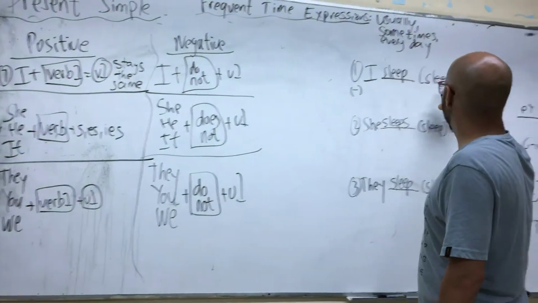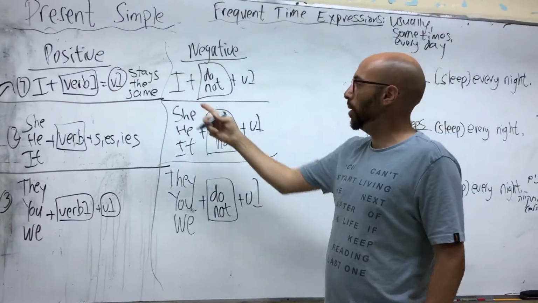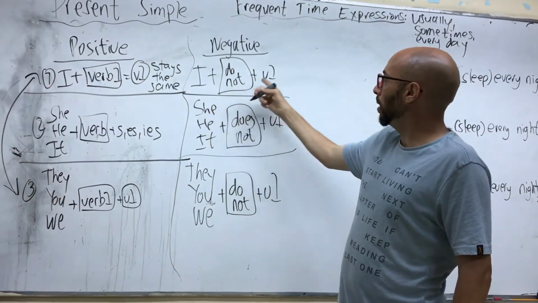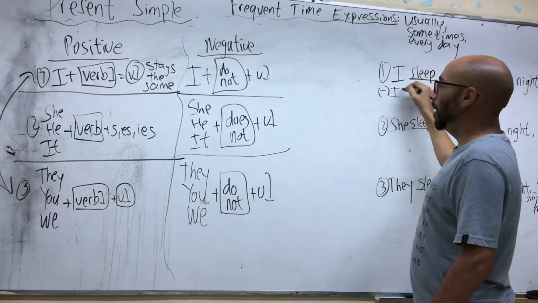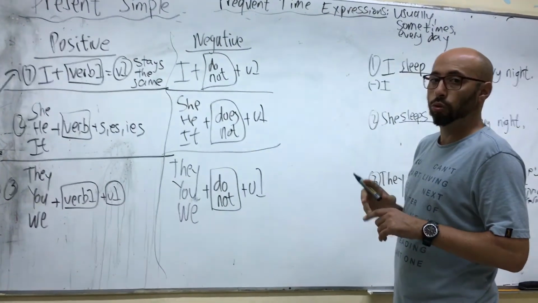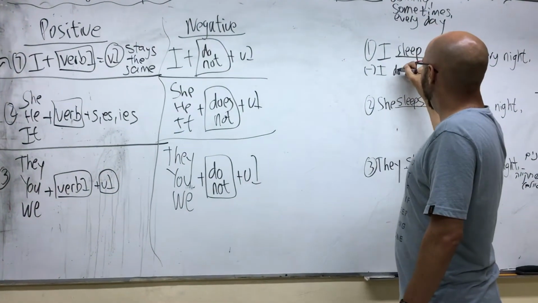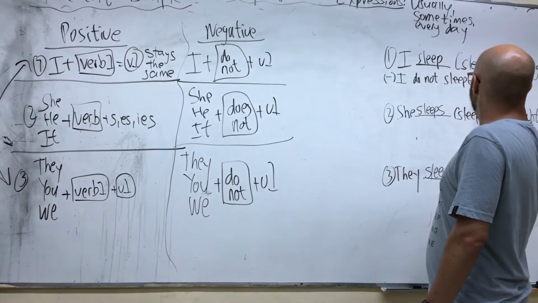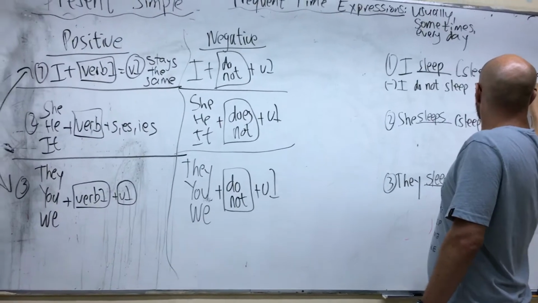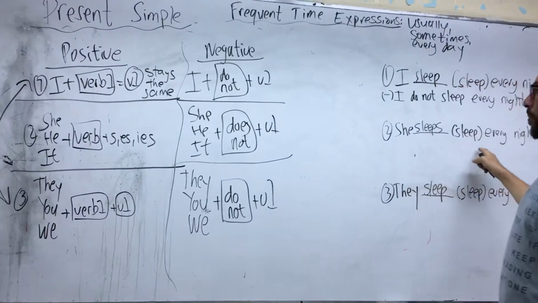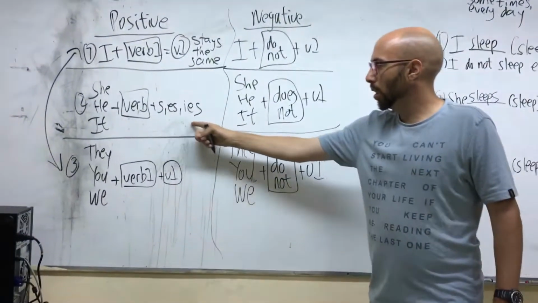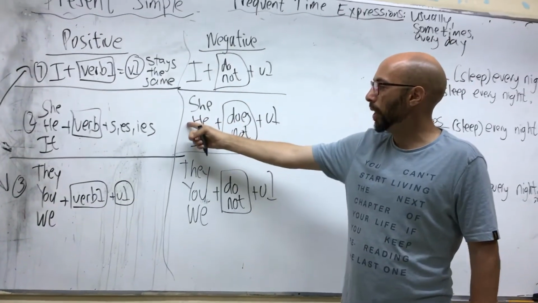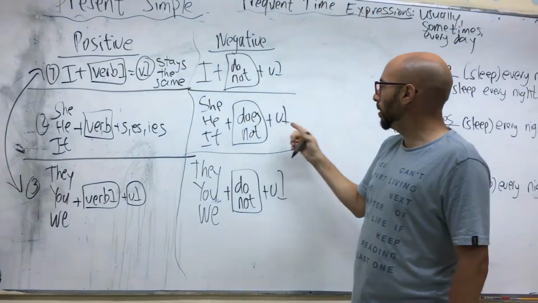Positive: I sleep every night. A person who has trouble sleeping. I look at the table. I do not sleep every night. Now, do not can be shortened to don't, but for today, we are talking about I do not sleep every night. She sleeps every night. I follow the table. I look at the negative, the second body. She does not sleep every night.